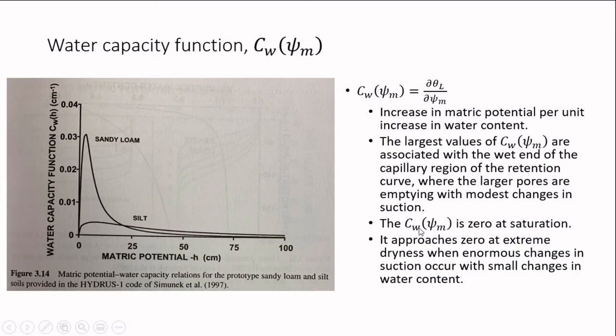And the water capacity function is zero at saturation. It also approaches zero at extreme dryness, where enormous changes in the suction occur with small changes in the water content. So at extremely high suction, the water capacity is also zero, right? So that's what it means.